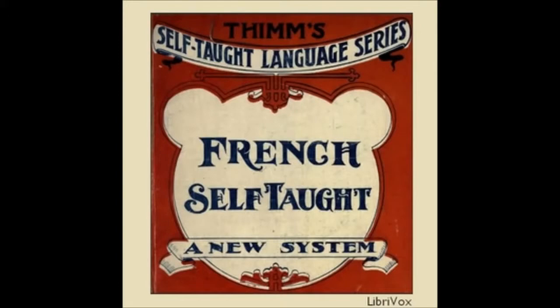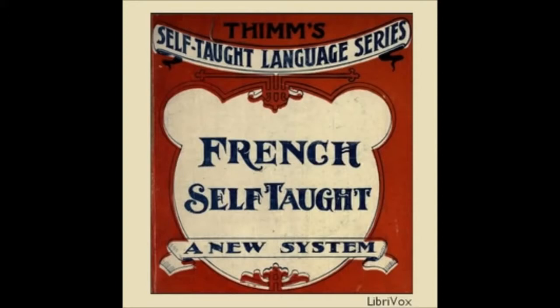Narrative, past definite. I gave. Je donnai, tu donnas, il donna, nous donnâmes, vous donnâtes, ils donnèrent. Past anterior. I had given. J'eus donné, tu eus donné, il eut donné, nous eûmes donné, vous eûtes donné, ils eurent donné.